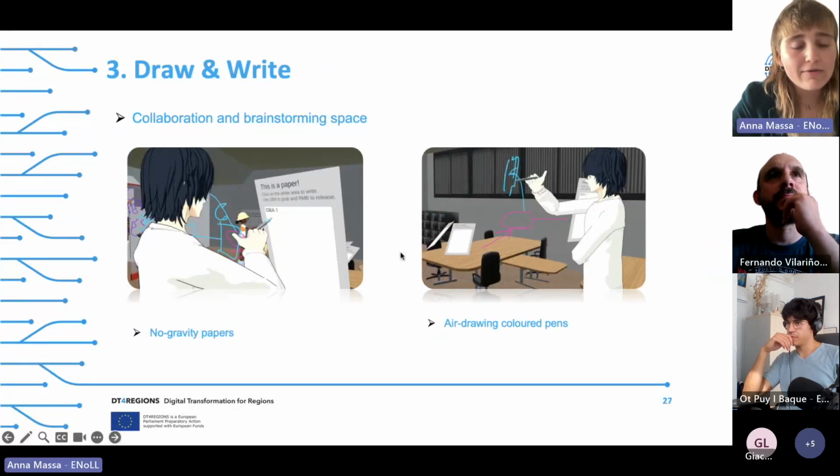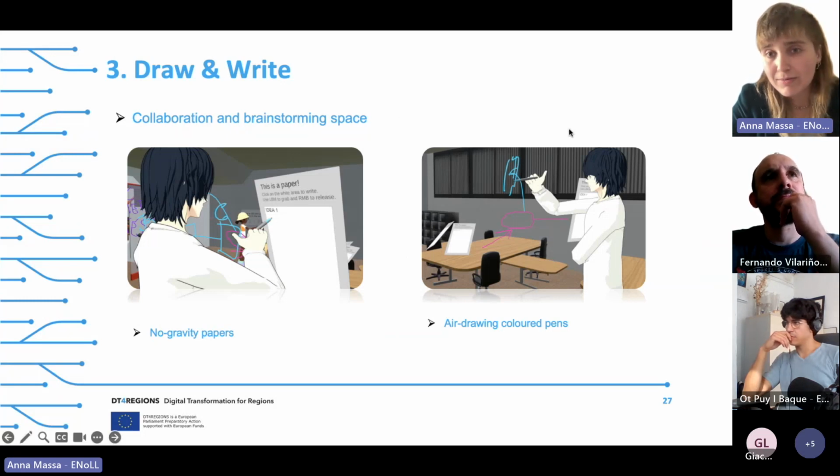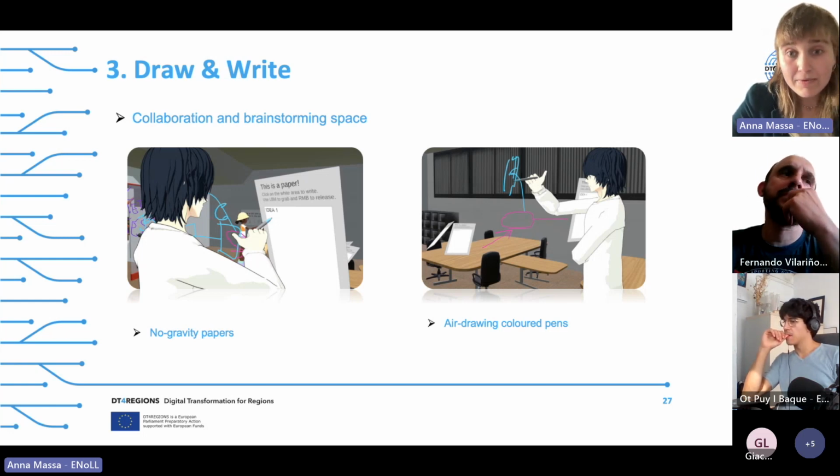Now we keep talking about the rooms. Here we see the draw and write room. This is the main space dedicated to collaboration and brainstorming. To understand it, it's like a lab where things are happening, right? You can be with your team, with random groups of people, developing all together a diagram with different colors and all over the place.